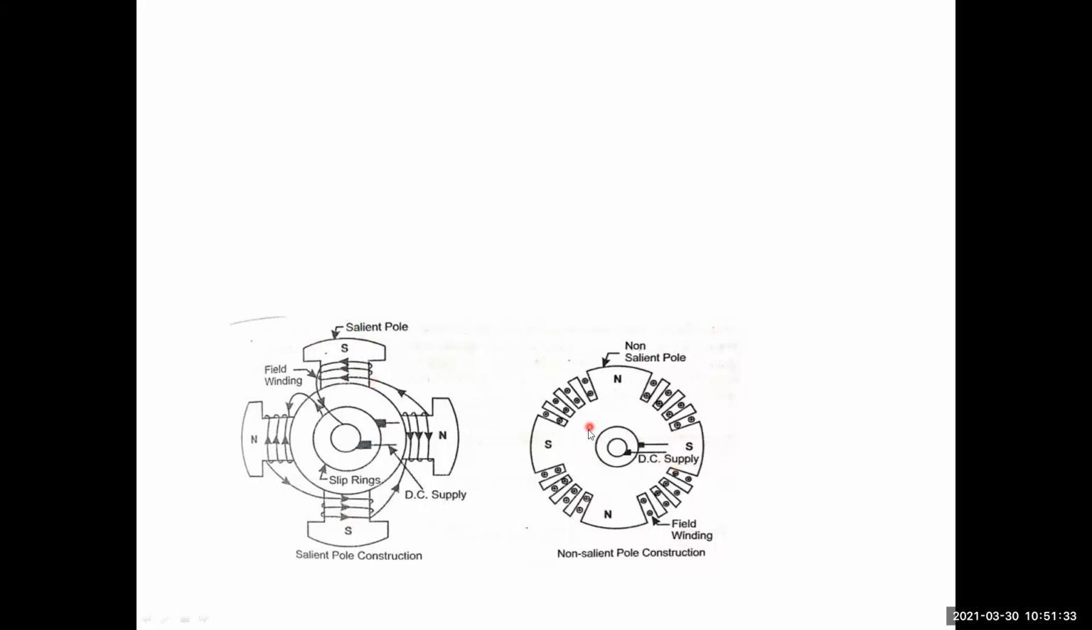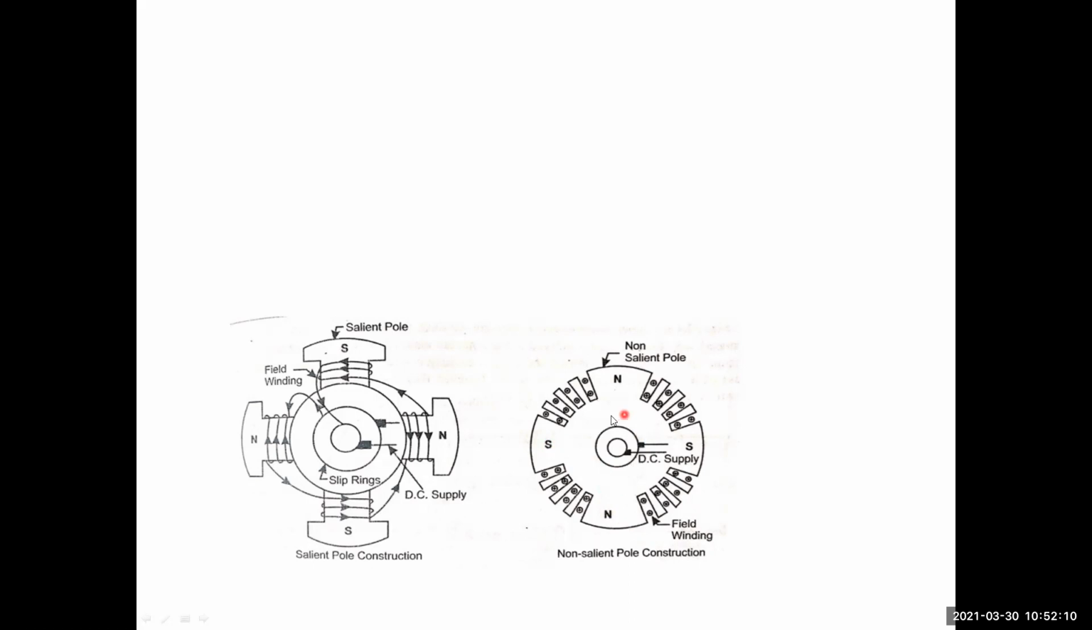A non-salient pole rotor is one in which some portion is covered by winding. These are slots, and in between the slots the winding is placed. This is the winding in the non-salient pole rotor. In this portion the winding is not covered, and in this portion also the winding is not covered. That's why it acts as the poles of the machine. Understood? Here, the uncovered portion of the rotor is nothing but the poles of the non-salient pole rotor.